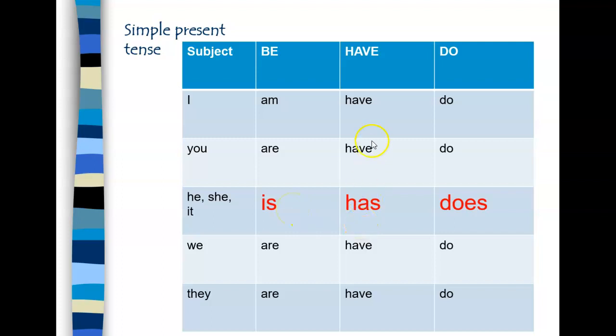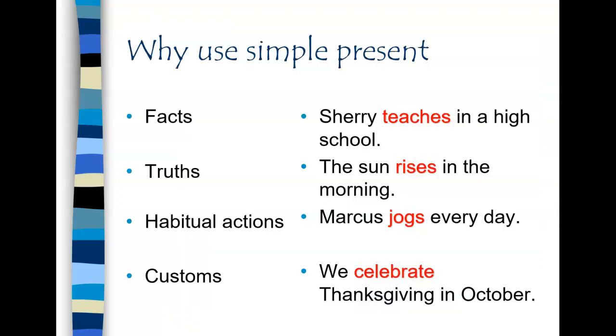For have and do, like other simple present verbs, they have only two conjugations, and it's the he, she, and it you have to pay attention to because we add an S. So why do we use the simple present? We use it to talk about facts, the truth, habitual actions, or customs.